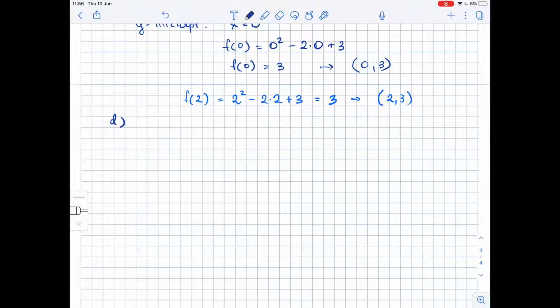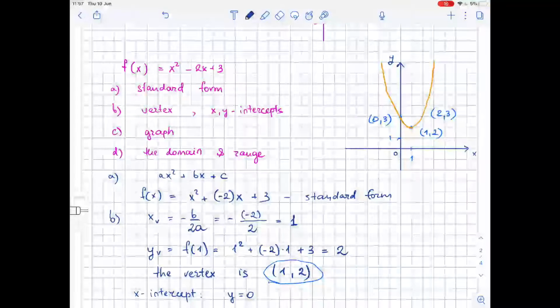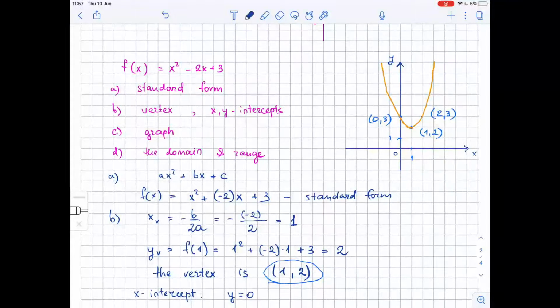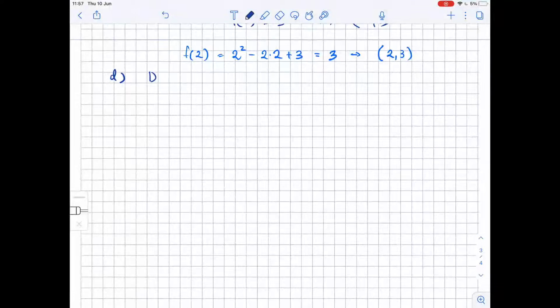Part D. Let's start by finding the domain. So the domain is the set of x values at which the function is defined. By looking at the graph, we see that x can be any value. So that means that the domain is from negative infinity to positive infinity. We can write it down as D is equal to negative infinity, positive infinity.